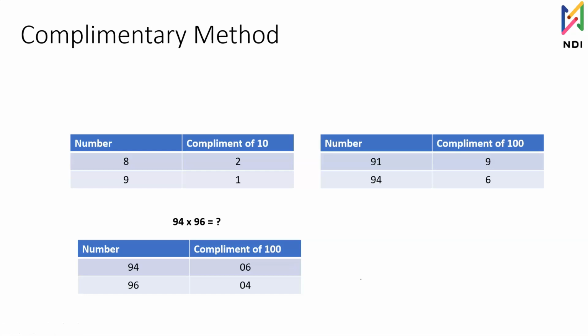So what do you do first? Now that you have represented this, find the difference, right? 96 minus 6 is 90, or you can do 94 minus 4 also. You have 90, and then what? You multiply 24. And what is the answer? 9024, right? Matter of seconds, right?